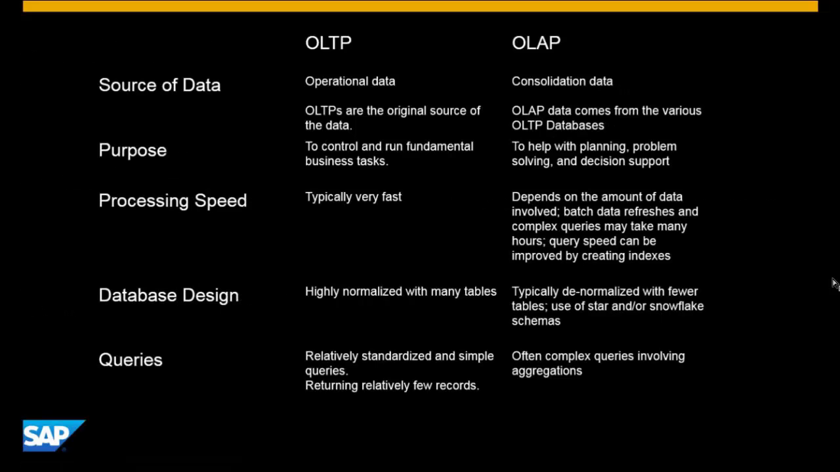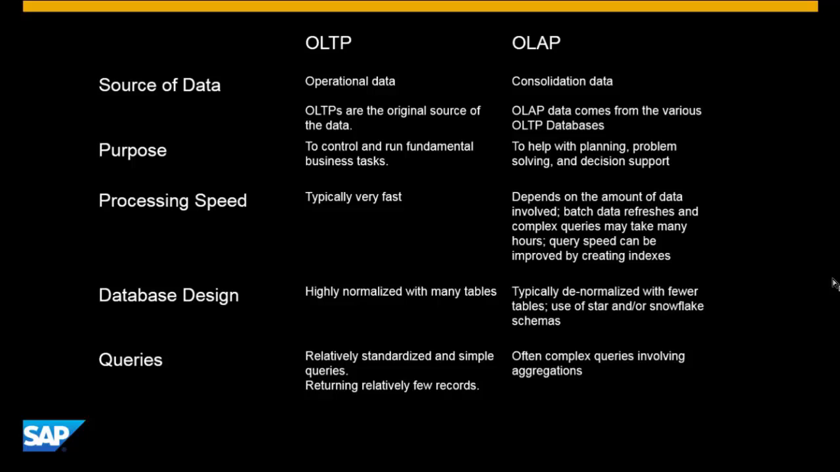So a comparison in terms of a number of different parameters. The source of data for OLTP would be the operational systems used to run your business day to day. In OLAP, this data is consolidated by extraction from the OLTP systems into a separate system or systems. The purpose, as we said before, is the running of the business on a day-to-day basis is the main purpose of the OLTP pattern, and the OLAP in comparison is used for long-term planning, decision support and so on.